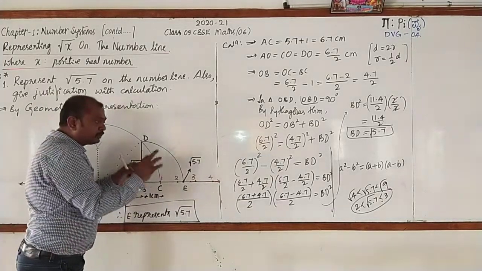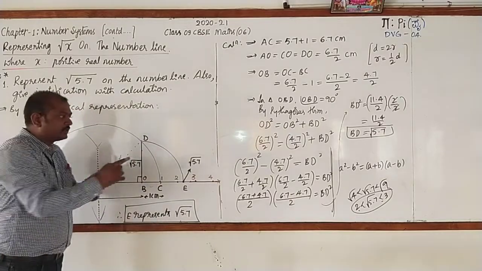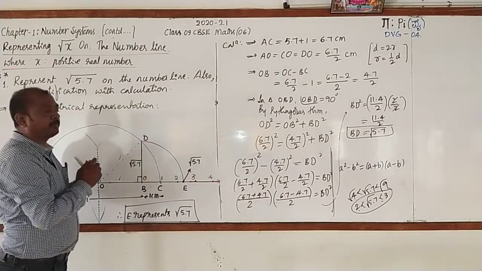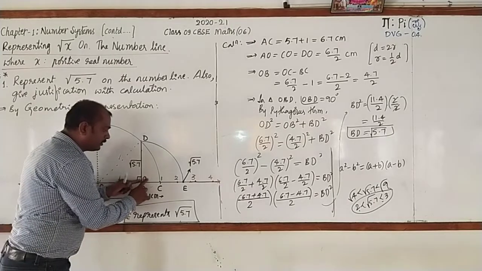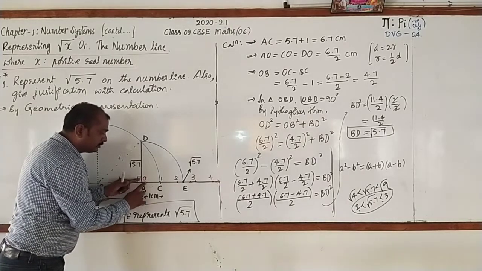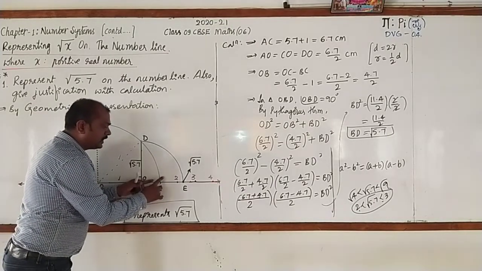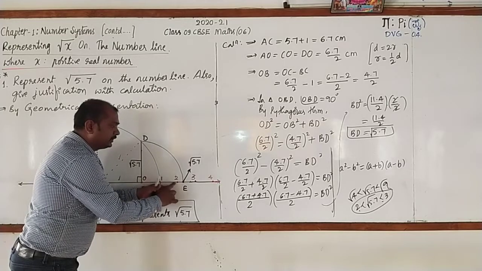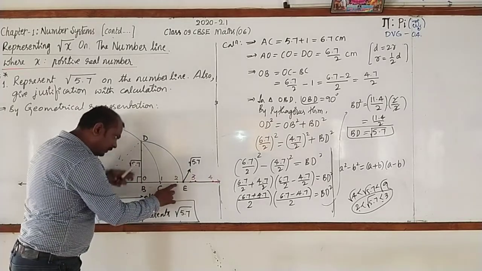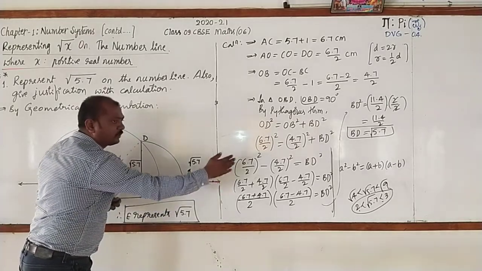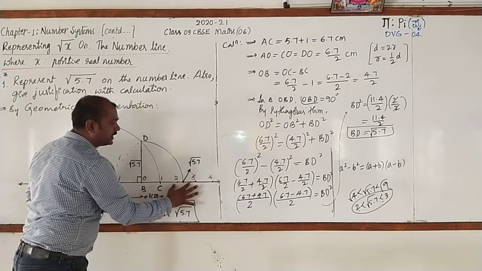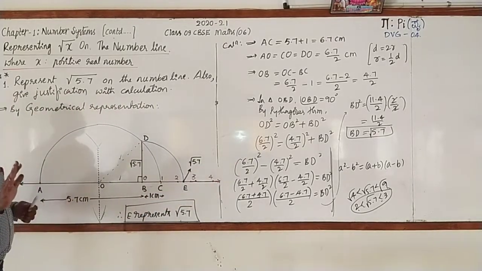Clear? If you want to know the values between which the square root of 5.7 lies, you can go for marking this. B is 0, then C is 1, next point, this is every 1 unit. Then 2, next 3, next 4 and so on. You will get that it lies between 2 and 3.